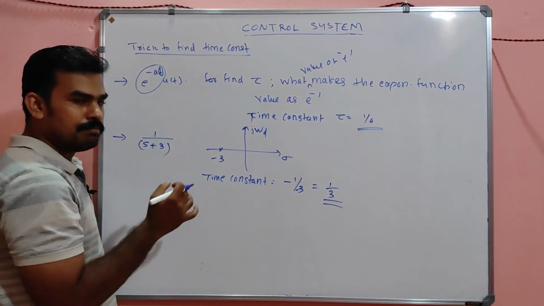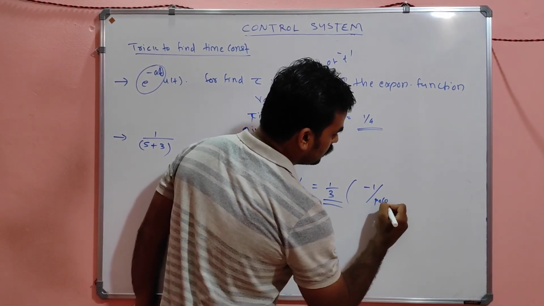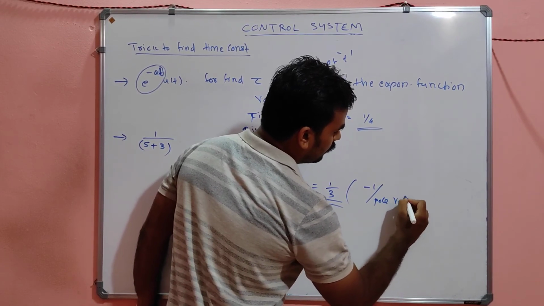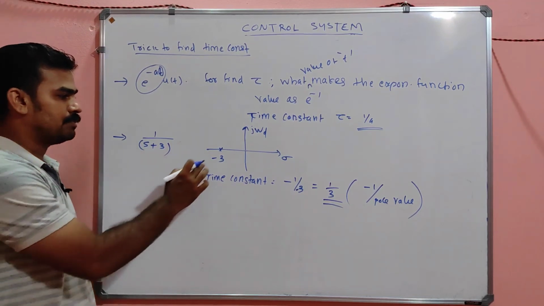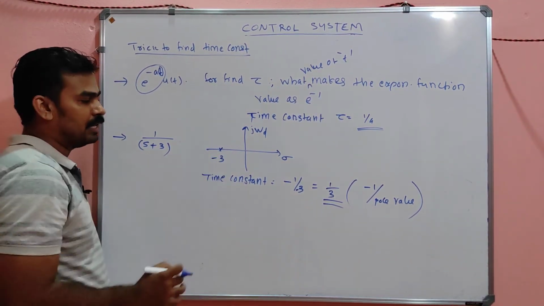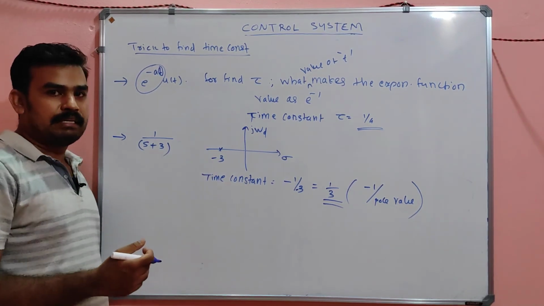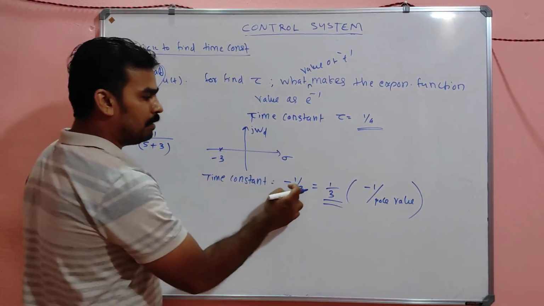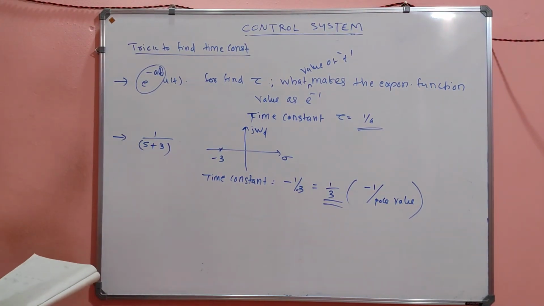So -1 by the pole value. For the pole value you should consider the magnitude as well as the sign. Don't consider this 3 only. -1 by 3 will be the answer, that is not the answer. -1 by -3, that is, 1 by 3 is the answer.